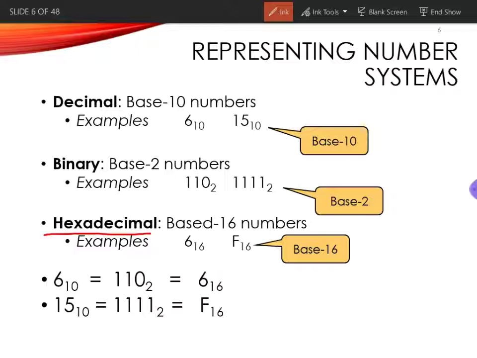Next, hexadecimals. These are base 16, so we put a small 16 as the subscript. So 6 with a subscript of 16 means that this is a base 16 number. These are basically the same numbers. So 6 base 10 is the same as 110 in base 2 and 6 in base 16. 15 in base 10 is the same as 1111 in base 2, which is equal to F in base 16.